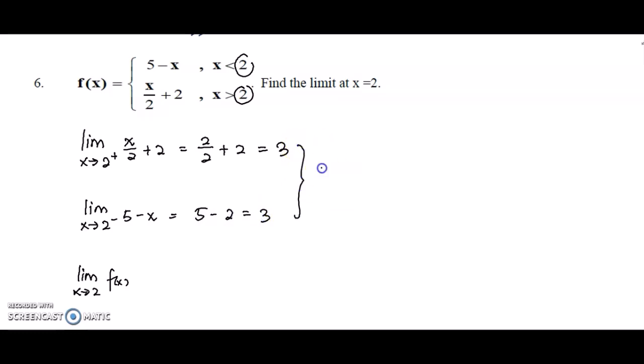So what is the reason? If you have the same value from both sides, you can say that this is equal to 3. This is your conclusion. But if the question asks for the reason, you must say: since the limit when x approaches 2 from the right is equal to the limit when x approaches 2 from the left, then only can you make this conclusion that your two-sided limit when x approaches 2 is equal to 3.